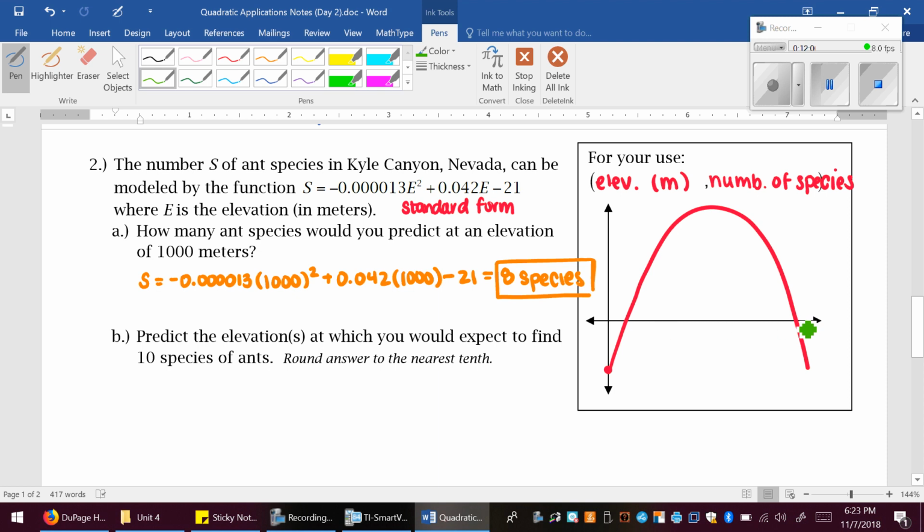So we don't know the x-coordinate. This time it's giving us a y-coordinate of 10. And if I draw in a horizontal line that models the equation y equals 10, we see that it crosses the graph twice, so I can expect 2 answers for this problem. 10 is the number of species, so I'm going to substitute 10 in for S.